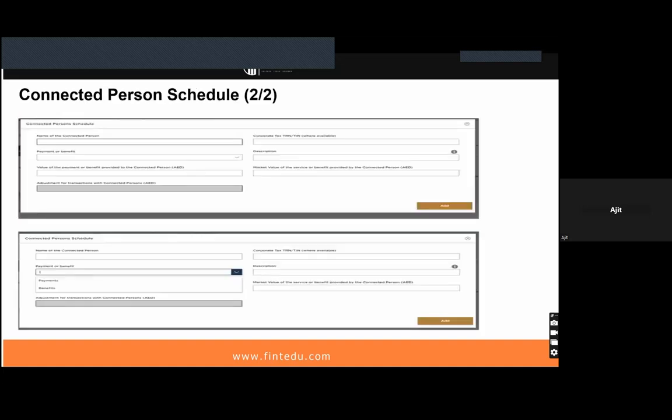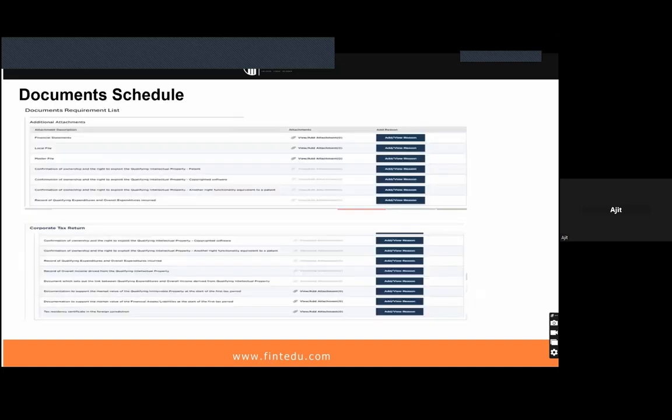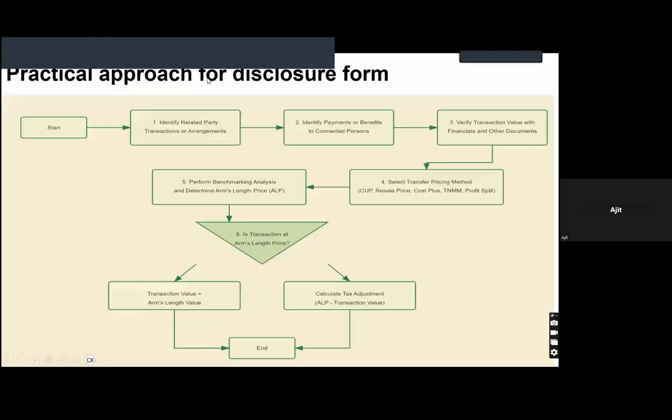So this is the related party schedule and connected person schedule. Now the documentation schedule. Broadly, from a transfer pricing perspective, there are three documents: local file, master file, and the financial statements. We already discussed. There is a feature where you can add a comment if the local file is not applicable. So these are the overall three sections of the disclosure form.